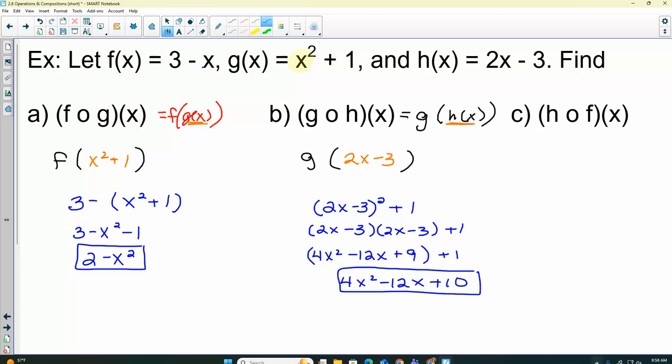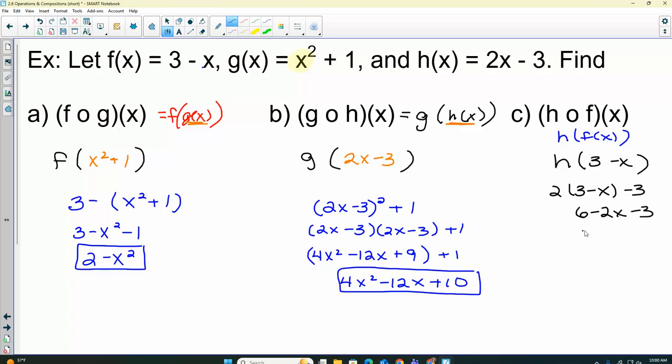I need you guys to try C. Well, here, so this means h of f of x. So starting on the inside, f of x is 3 minus x. You go to h and you plug that in for your x, so 2 times 3 minus x, minus 3. So 6 minus 2x minus 3. So you get 3 minus 2x, or negative 2x plus 3.